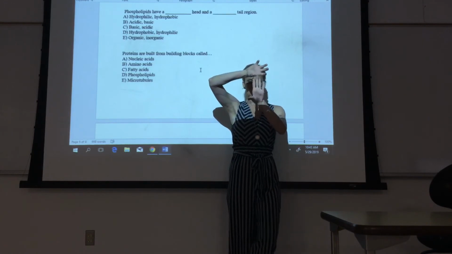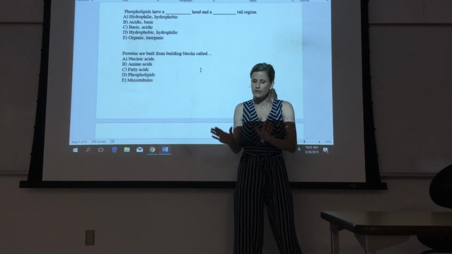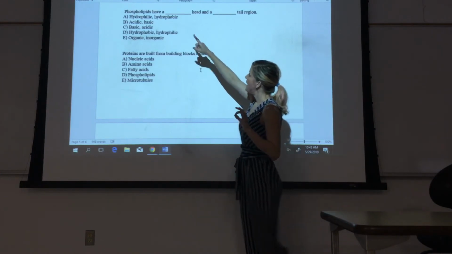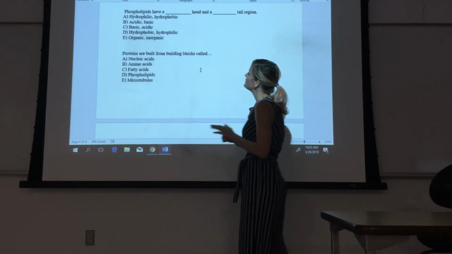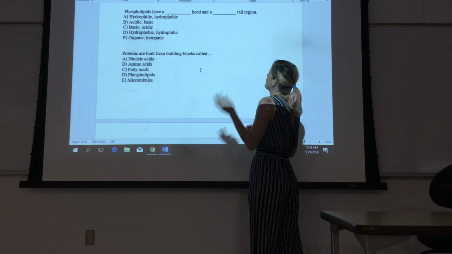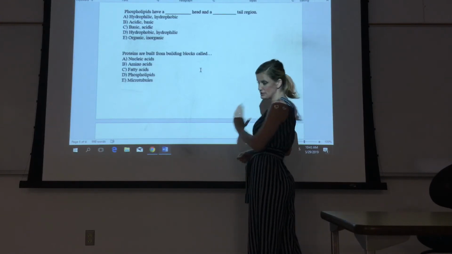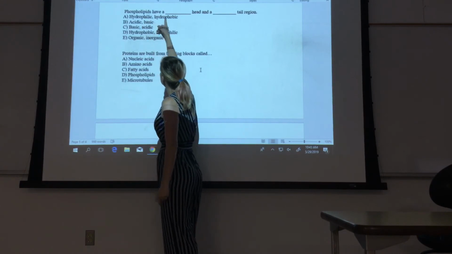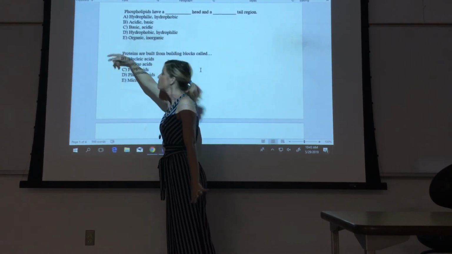So the two different regions of the molecule behave completely differently from each other. Okay? So phospholipids have a hydrophilic head and a hydrophobic tail. Right? The head likes water, the tail does not. So hydrophilic head, hydrophobic tail, yes, that's true.